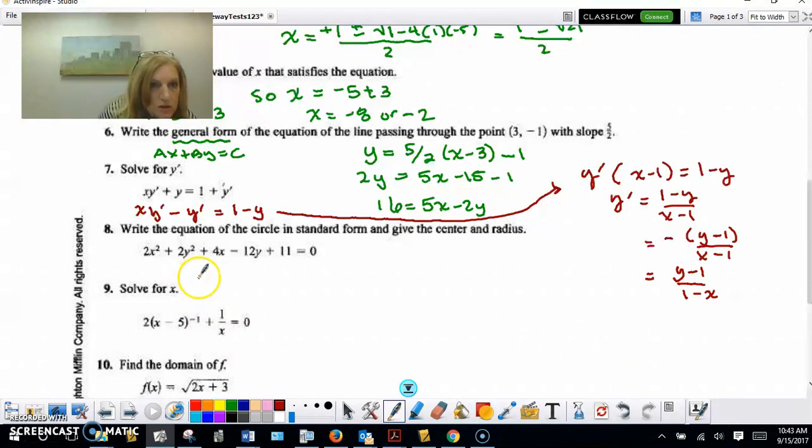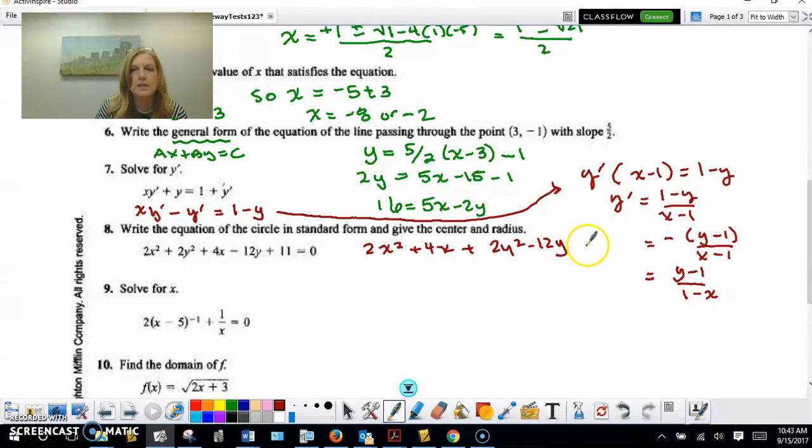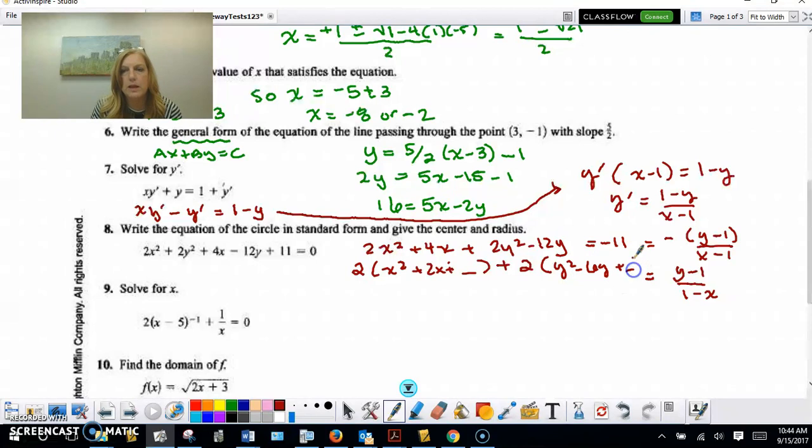All right, taking a look at number 8 here. Find the equation of the circle and give the center and radius. If I am completing the square, I group the x terms together, 2x squared plus 4x, group the y terms, plus 2y squared minus 12y, and I like to take the number to the other side. Factor out your lead coefficient, 2x squared plus 2x. Put your parentheses, you're going to complete the square here. Factor out your 2 here, y squared minus 6y plus blank.